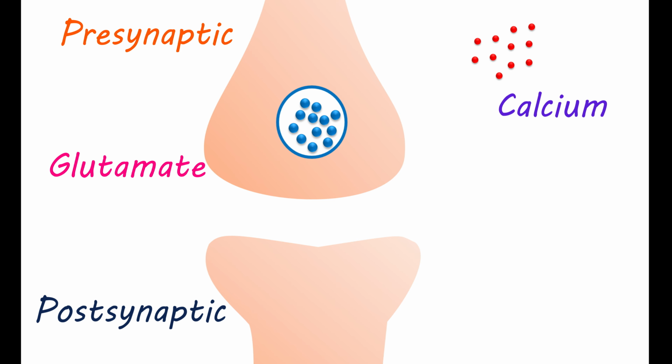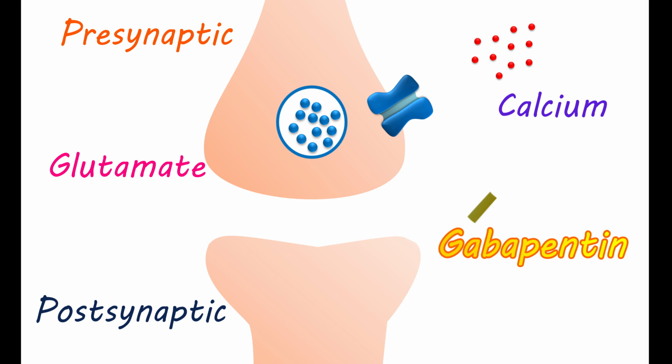For this purpose, calcium channels are expressed in the presynaptic neuron. Gabapentin blocks these calcium channels. One such target is a site on the calcium channel to which gabapentin binds. This site is called the alpha-2-beta-1 site. By blocking this site, gabapentin inhibits the entry of calcium into presynaptic neurons. This leads to a reduction in glutamate release and subsequent activation of neurons.